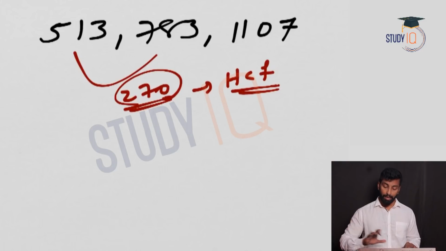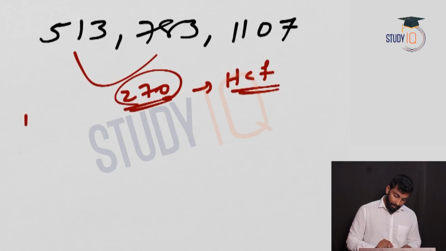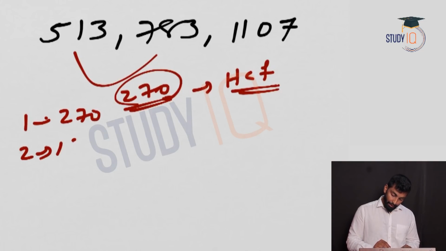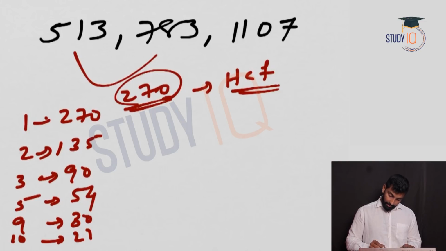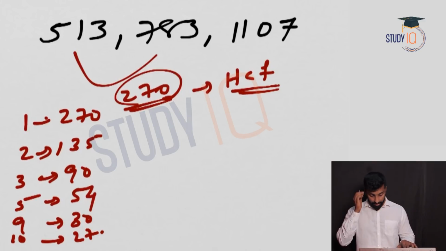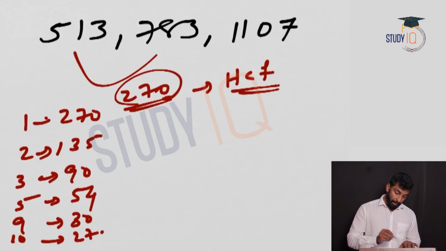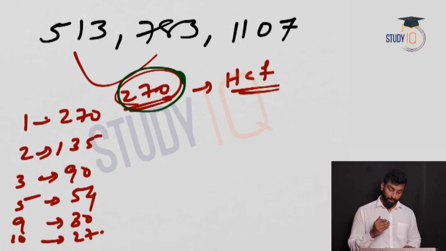You don't want to bother about any other numbers. I am confined to 270 now. Now what are the factors of 270? Let's take a few factors. 270, 2, 135, 3, 90, 5, 54, right? 6, 7, 8, 9, 30, 10, 27, etc. It will go on. Okay, so let's see what is going to happen. So let me discuss the method first. I told you your HCF will be there in the factors of the difference.